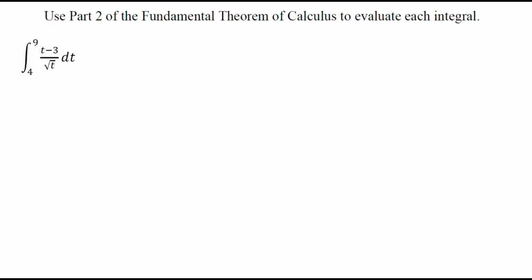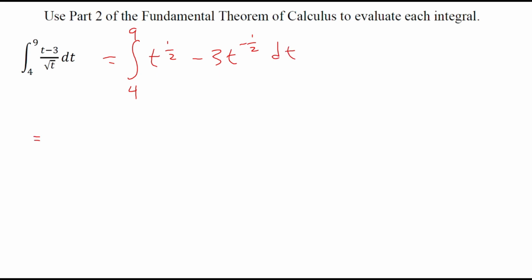For our next one here, we're going to do same thing. We're just going to integrate and evaluate from a to b, from 4 to 9. And so in order to integrate this, this is one of the ones where we have a single term in the denominator, and we can just divide everything in the numerator by it. So this becomes an integral from 4 to 9 of t divided by the square root of t. Well, that's t to the 1st over t to the 1/2. That's just t to the 1/2. And then minus 3t to the negative 1/2.